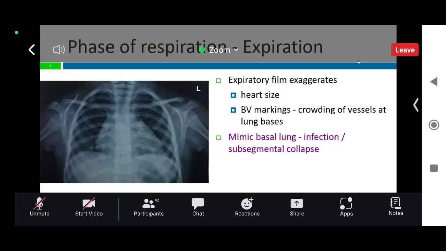Anyone who wants to talk, let them interfere. Kindly mute everyone. When I ask a question, kindly unmute and then answer.